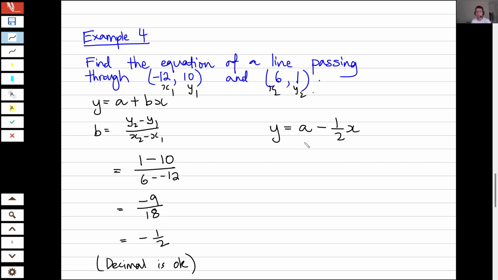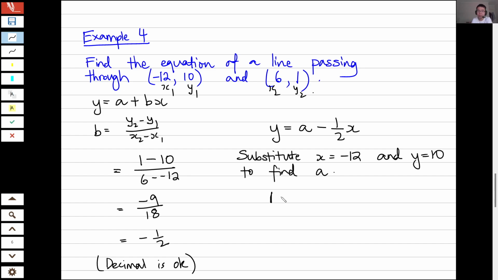Now, it doesn't matter which point we choose. So let's just pick the first one, and I'm seeing that the algebra is going to be easier as well. So substitute x equals minus 12 and y equals 10 to find a. Because once x and y are numbers, I'll have a linear equation for a, which I can solve.